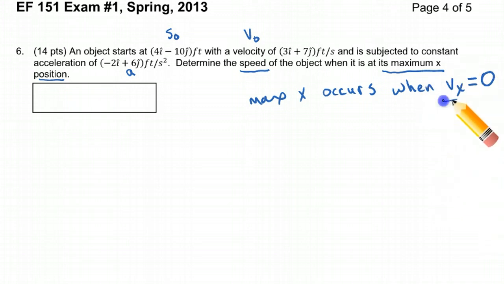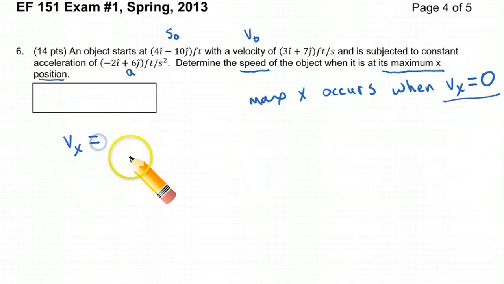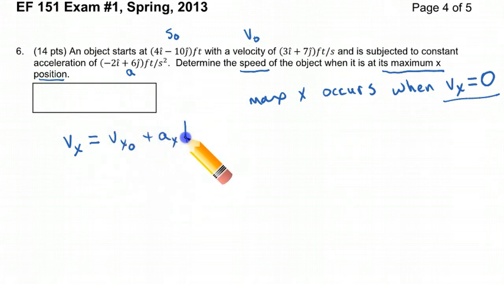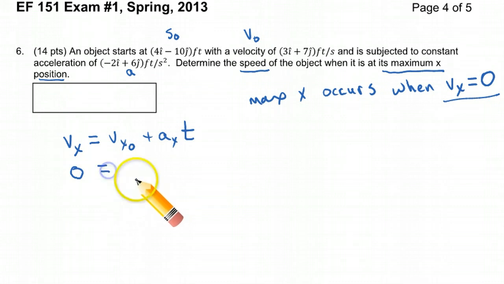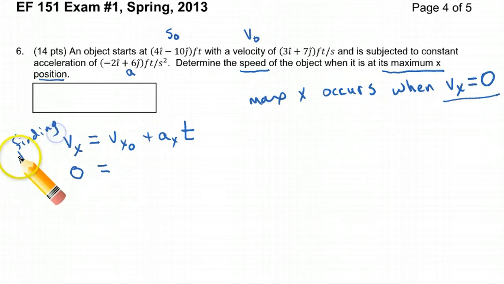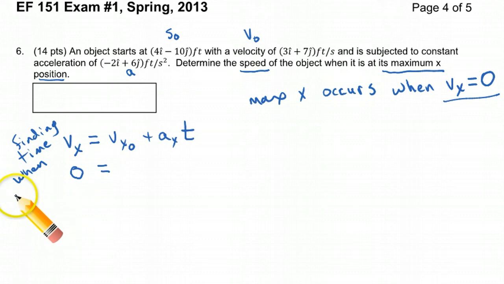So the key here is to write an equation for v sub x, which is actually very simple. For constant acceleration, v sub x is v sub x0 plus a sub x times t. Okay, we said that we want to find the time at which v sub x is 0. That's going to give us our maximum x position. So this is finding time when v sub x equals 0.